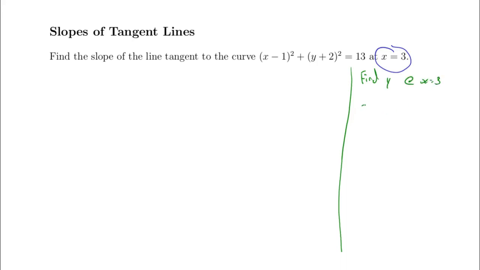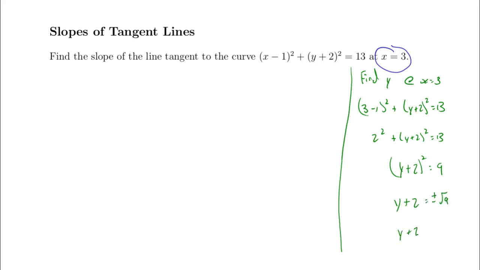So this is going to be (3 minus 1) squared plus (y plus 2) squared equals 13. So this is 2 squared plus (y plus 2) squared equals 13. I'm going to say this is really (y plus 2) squared equals 13 minus 4. So that's 9. So y plus 2 is equal to plus or minus the square root of 9, or we have that y plus 2 is equal to plus or minus 3. And that's going to give us two options. One is that y is equal to 1, and the other is that y is equal to negative 5. So that's going to be kind of frustrating here. So we have two different points, (3, negative 5) and (3, 1).